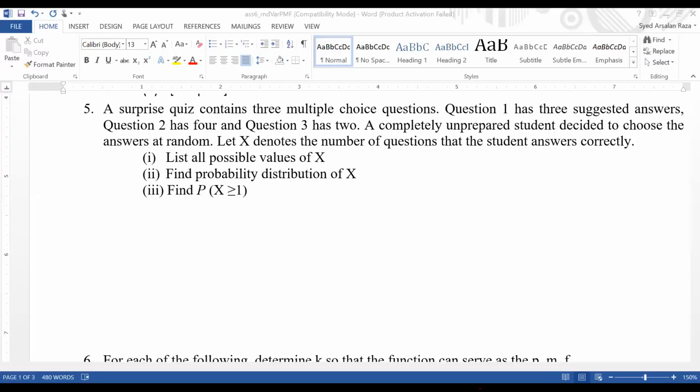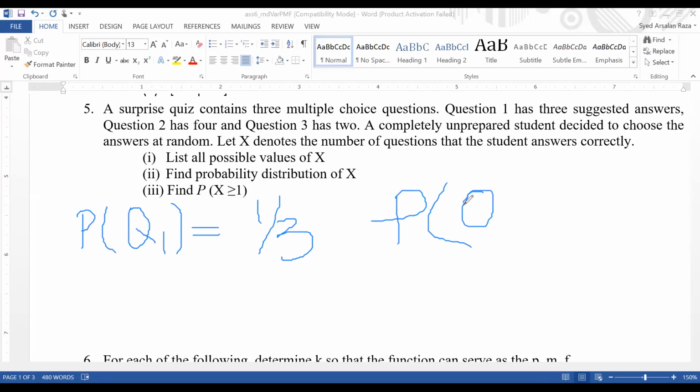The probability of solving question number 1 correctly is 1 by 3, and the probability of Q1 dash, the probability of incorrectly solving question number 1, is 2 by 3. In the same way, you have to calculate the rest of the probabilities.